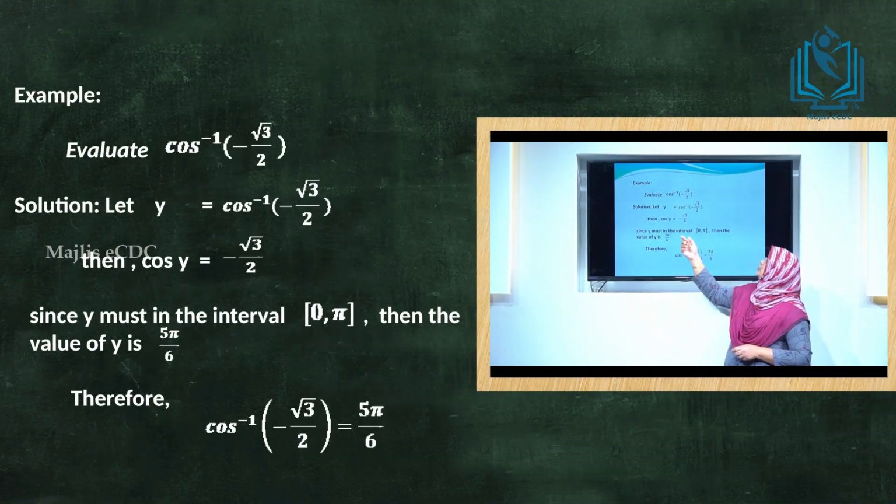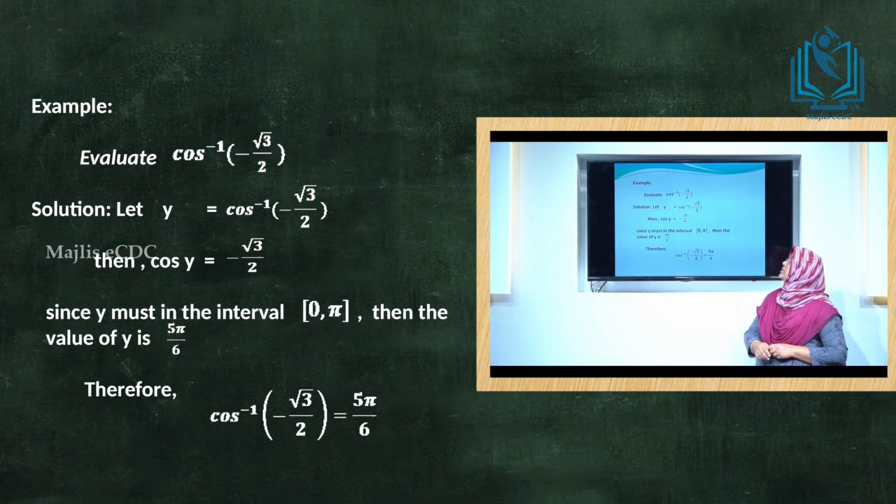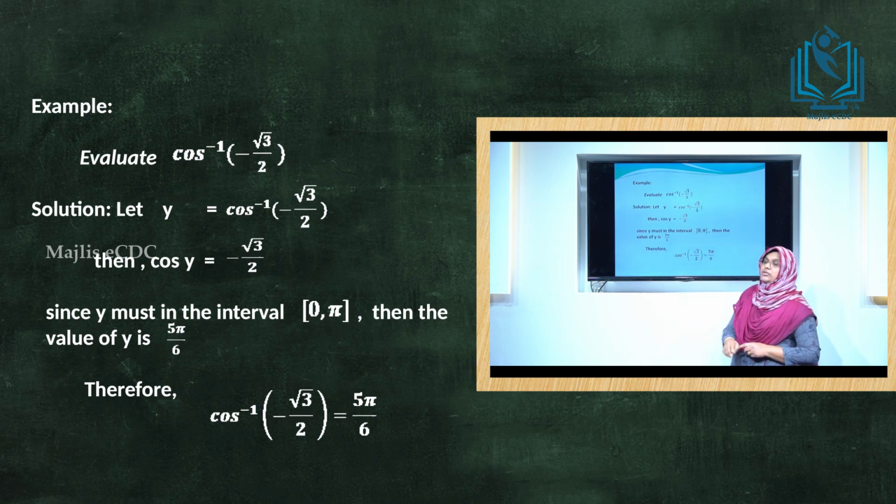Next, example 2. Evaluate cos⁻¹(−√3/2). To find the value of cos⁻¹(−√3/2), first let y = cos⁻¹(−√3/2). Then cos y = −√3/2.